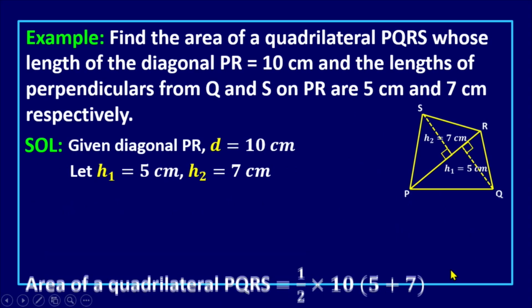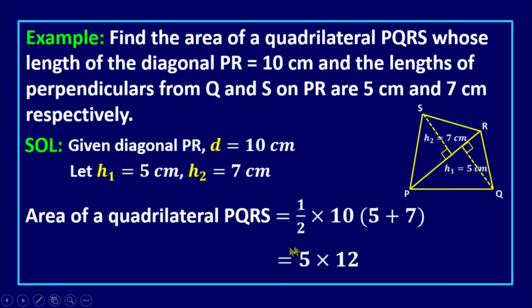Now let us substitute the values, children. So half into 10 into (5 plus 7), because half into D, which is 10, and H1 plus H2 is 5 plus 7, which is 12. So 5 times 12, you get 60 square centimeters. Therefore, area of quadrilateral PQRS is 60 square centimeters.